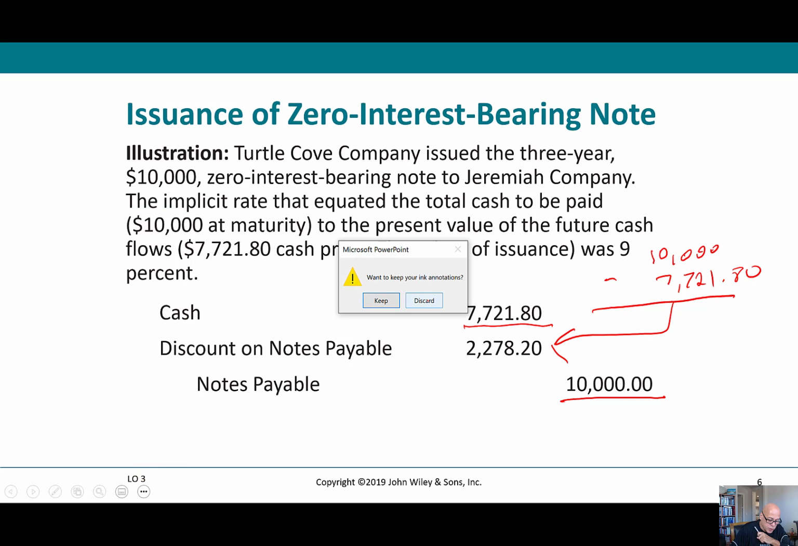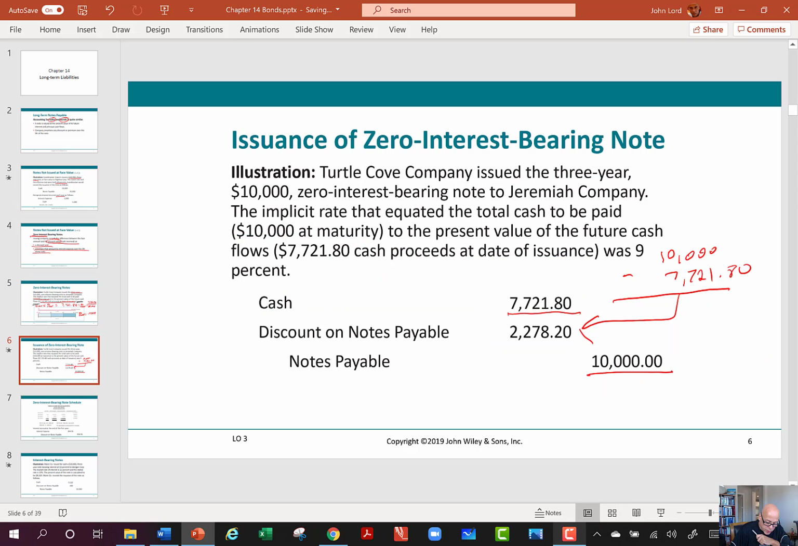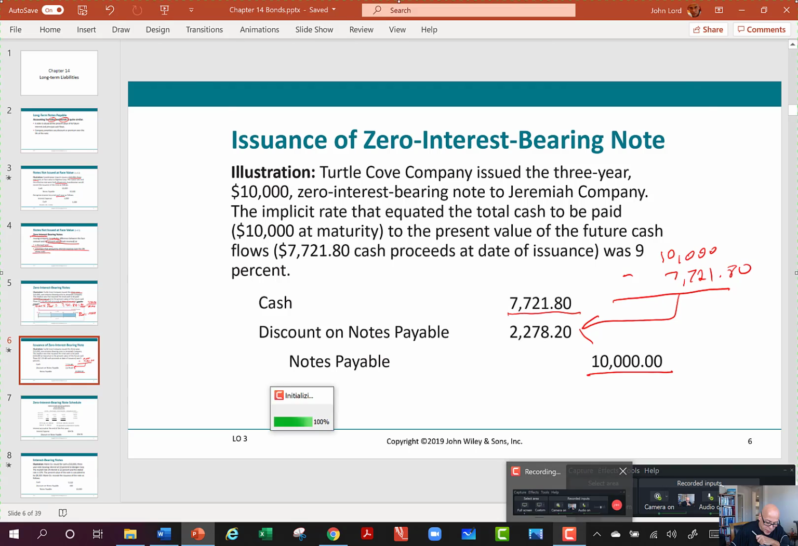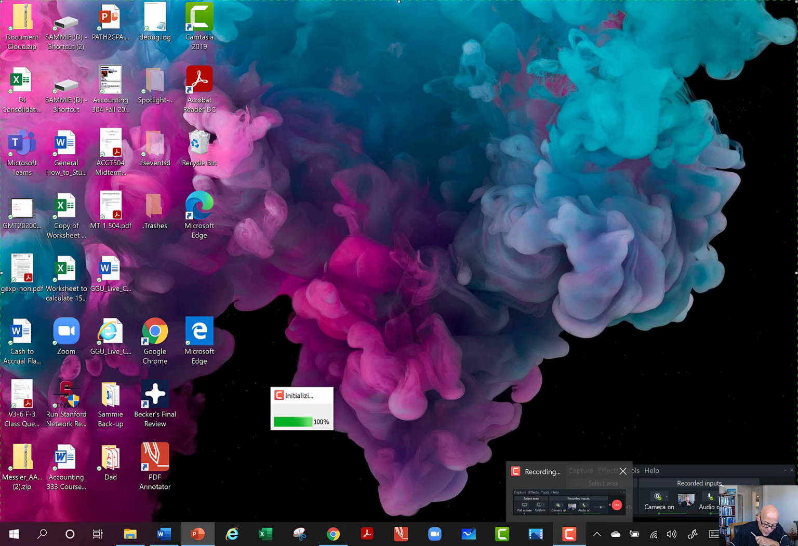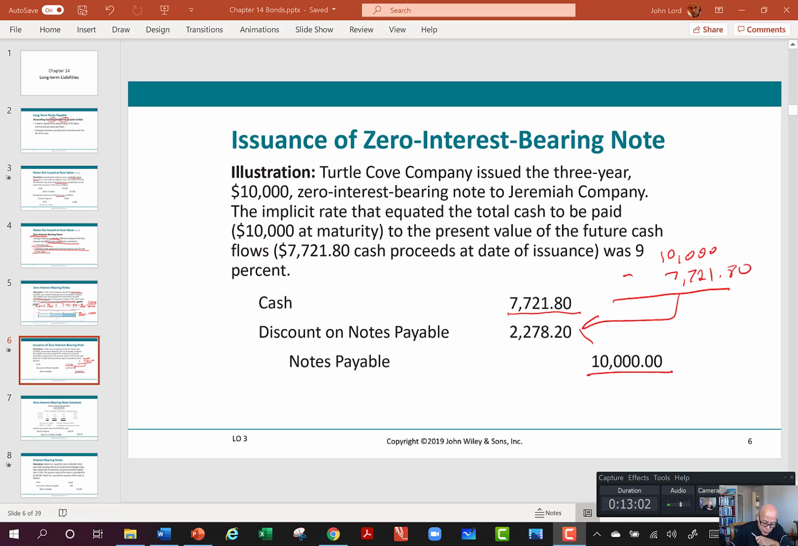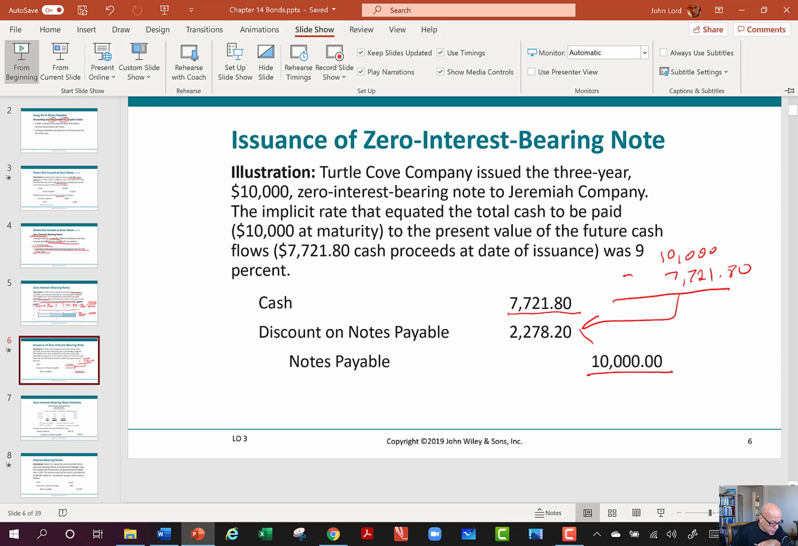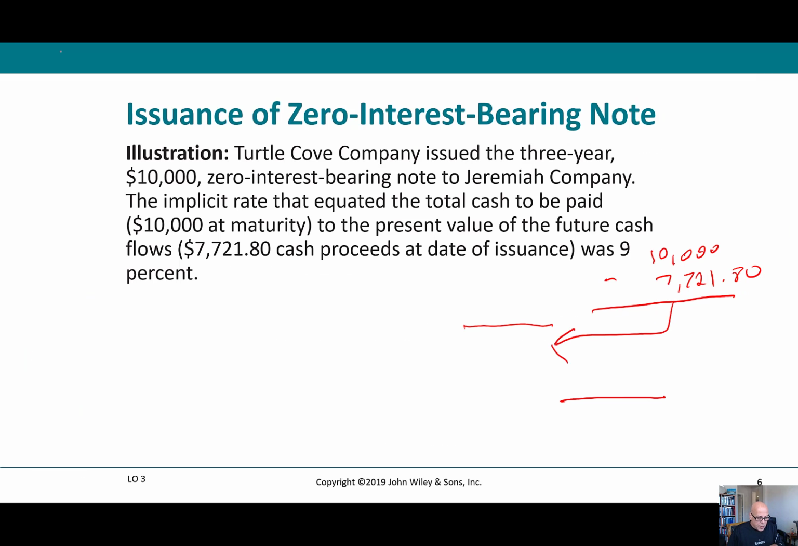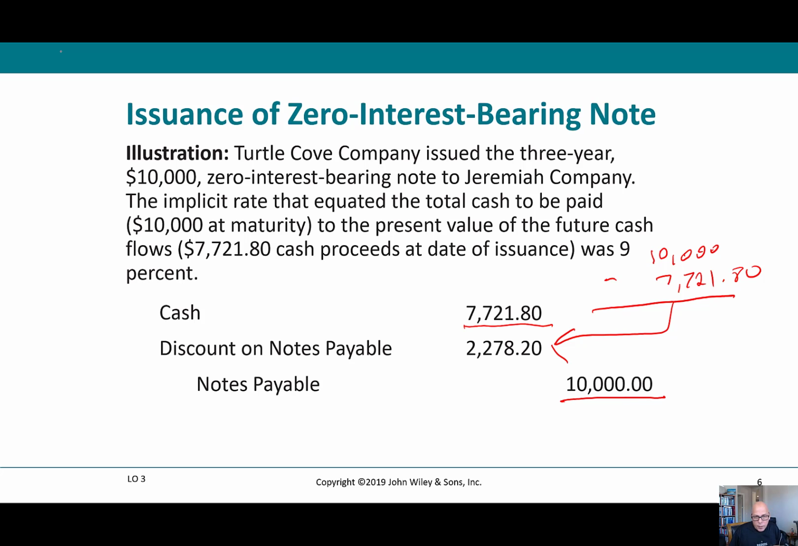Okay. So let's just go ahead now and take a quick look at how we're going to calculate the interest each period. So that difference is the discount that we'd be looking at here. And so often students will say to me, well, where does the discount come from? It's the difference between the present value and the face of the note.